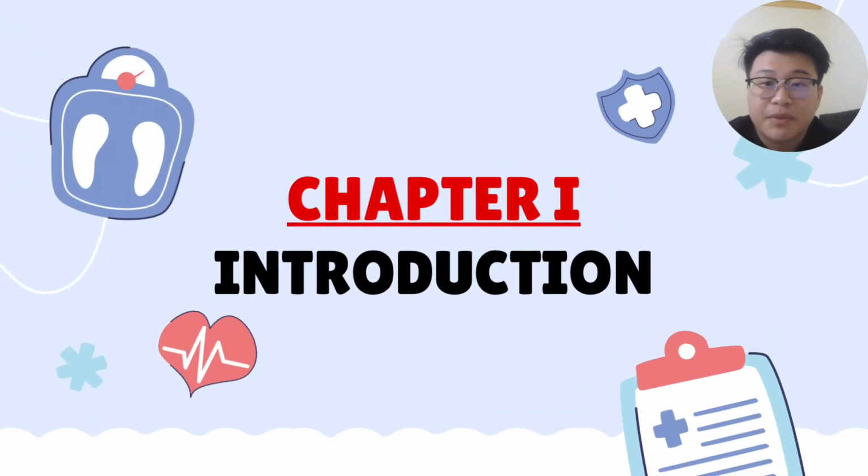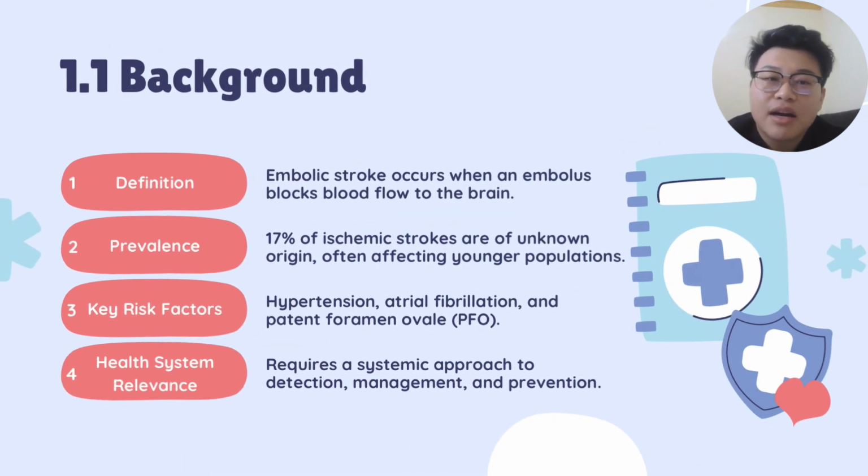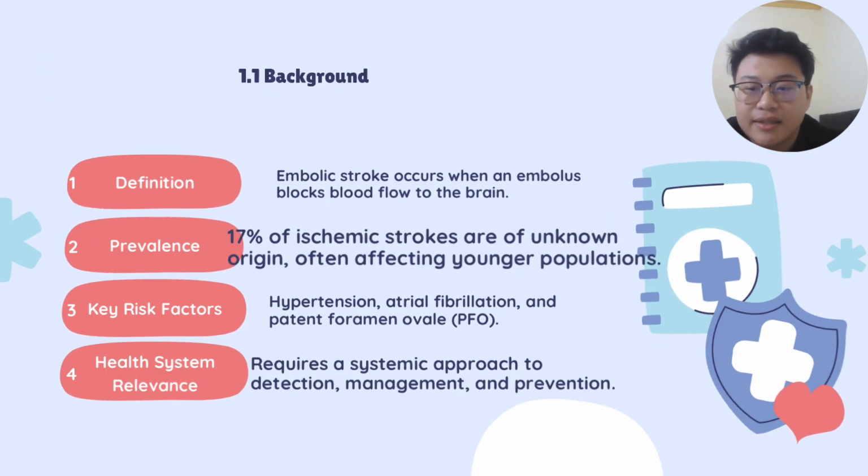Now we will go to Chapter 1, Introduction. First of all, background. Embolic stroke is caused by a blockage in brain blood flow, and it accounts for about 17% of ischemic strokes, often in younger individuals. The key risk factors include hypertension, atrial fibrillation, and patent foramen ovale. Addressing this requires a health system approach that integrates efficient diagnostics, holistic care, and prevention strategies.